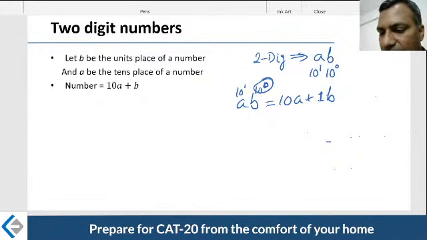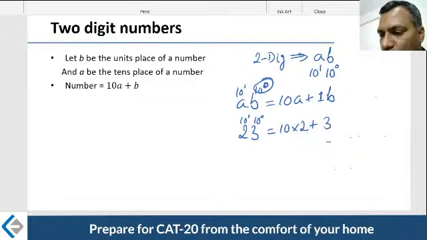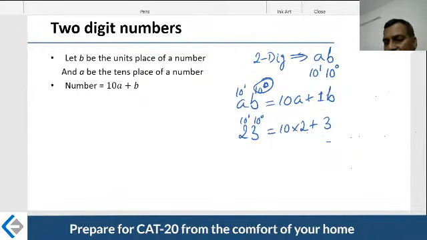For example, what if my number is 23? This 2 is in the tens place and this 3 is in the units place. Therefore, this can be written as 10 into 2 plus 1 into 3. 1 into 3 is 3 itself. I will write it as 3 there.